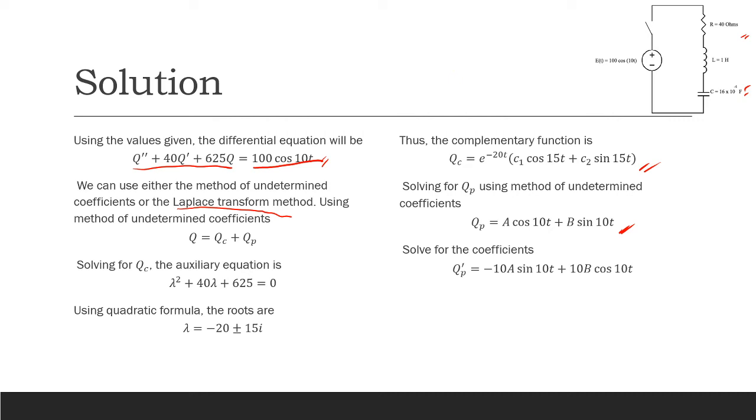Now, we solve for the coefficients. First, find the first derivative. We will have q prime of P equal to negative 10A sine 10t plus 10B cosine 10t. Next, we find the second derivative, that's q double prime of P is equal to negative 100A cosine 10t minus 100B sine 10t. Yan. Now, we substitute to our equation.